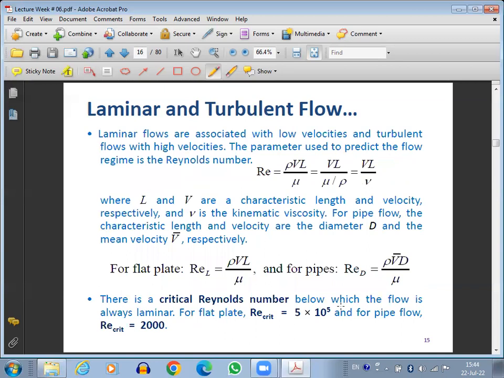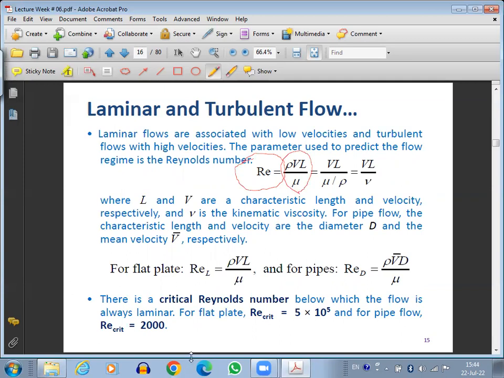How do we define it? There is a terminology. There is a dimensionless number, which is the Reynolds number. Now, the Reynolds number is the basic number through which we can define whether the flow is smooth or the flow is disturbed. The formula for the Reynolds number is density times velocity multiplied by length divided by viscosity.